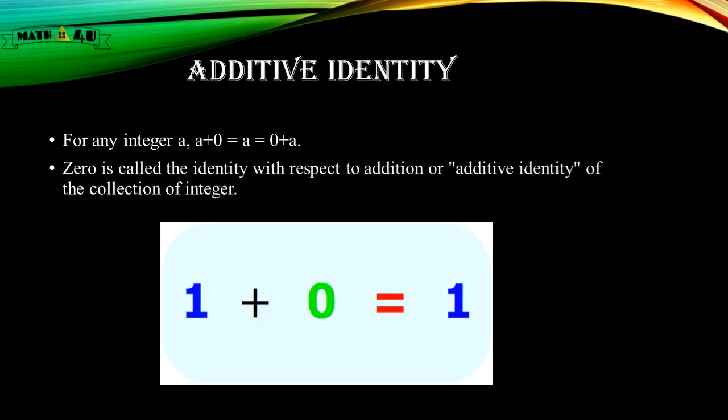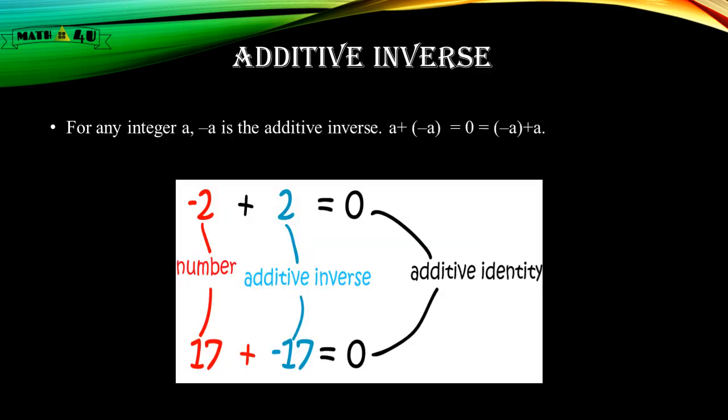Additive identity. For any integer a, a + 0 is equal to a, which is equal to 0 + a. 0 is called the additive identity with respect to addition. For example, 1 + 0 is equal to 1. Additive inverse. For any integer a, -a is the additive inverse. For example, -2 is a number, its additive inverse is 2. When you add -2 plus 2, the answer is 0.